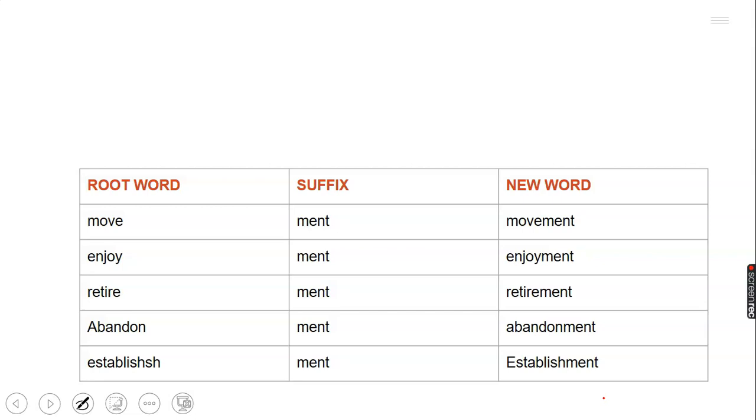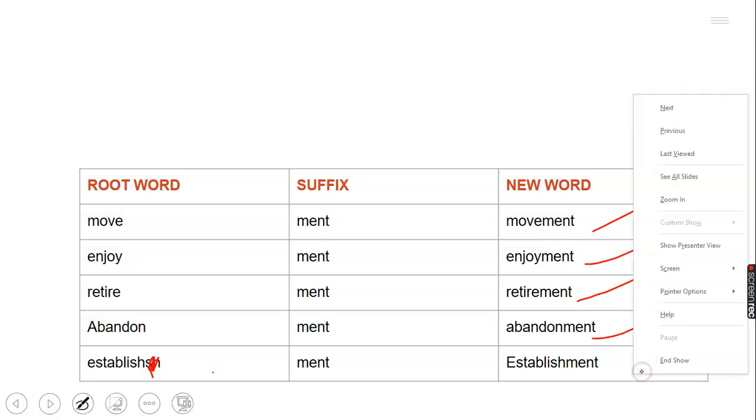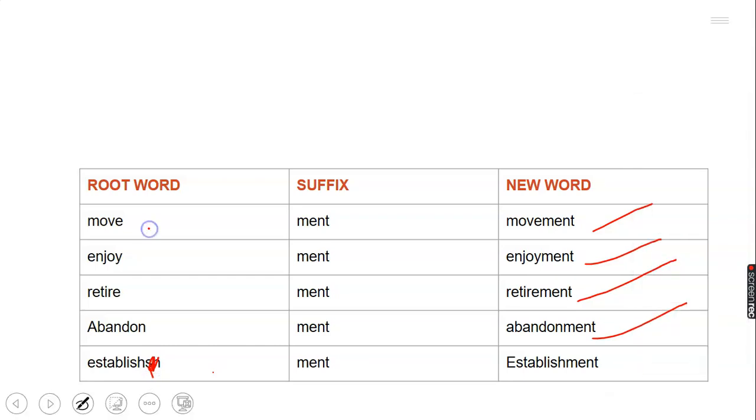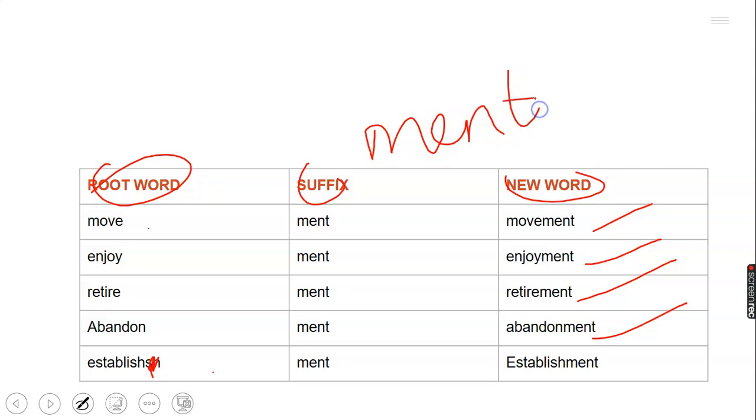Now I have root word, suffix, and new word. Move ment, movement. Enjoy ment, enjoyment. Retire ment, retirement. Abandon ment, abandonment. Establish ment, establishment. Can you see it? Root word, suffix, new word. Now we're looking at the suffix ment. You can see all the words I can produce using ment.